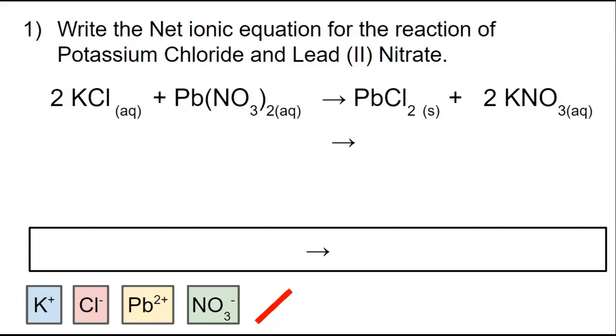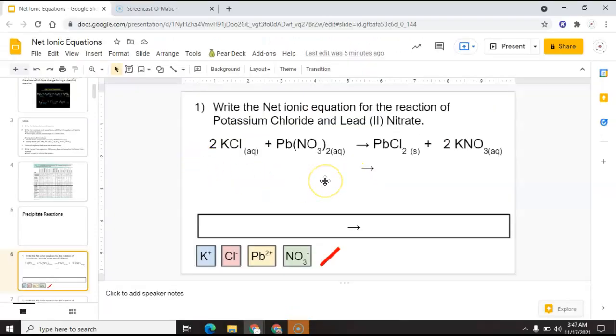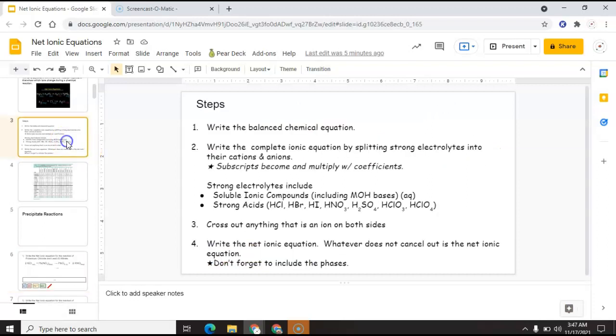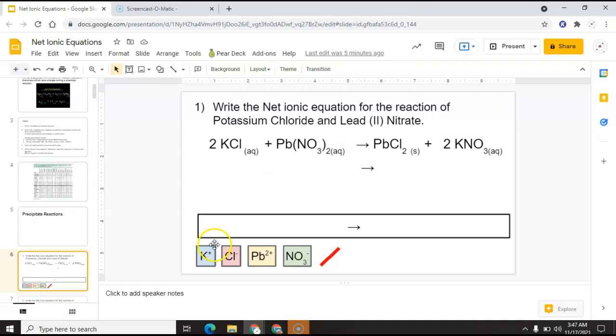It says write the net ionic equation for the reaction of potassium chloride and lead 2 nitrate. So you'll notice on your practice slides that you have the balanced molecular equation that's provided for you. So the good thing is you don't need to do step 1, but you do need to start with step 2, which, to remind you, is splitting the strong electrolytes into their cations and anions. So the ions are provided in these little cards at the bottom here, and these red slashes are for canceling out later in step 3.